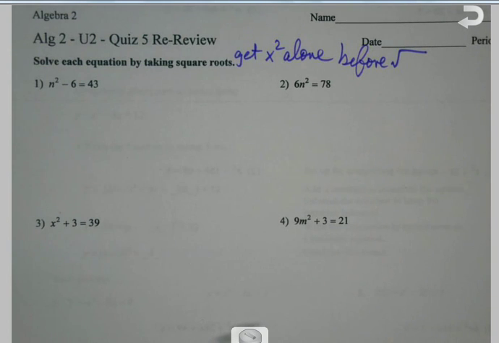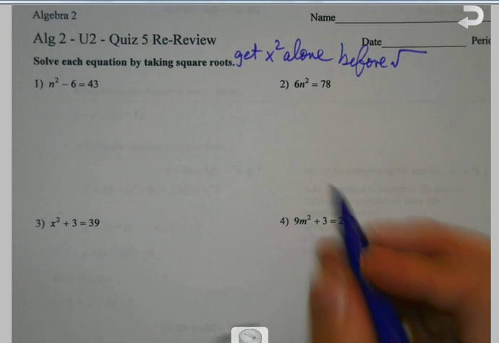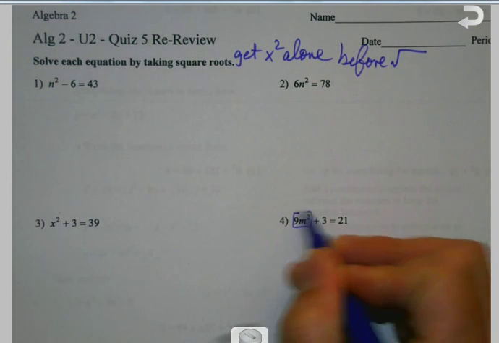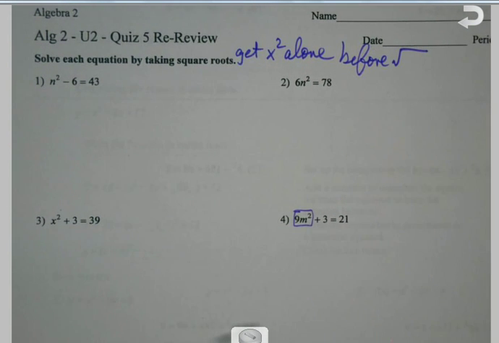So, for instance, on number 4, it's going to take me 2 steps to get to my goal. My first goal's got to be to get the squared term by itself. I'm going to zoom a little bit here. Those of you checking things, sorry, we're out of focus here for a moment. Okay, longer than a moment. So, what do I have to do to get my first job accomplished? Subtract 3.